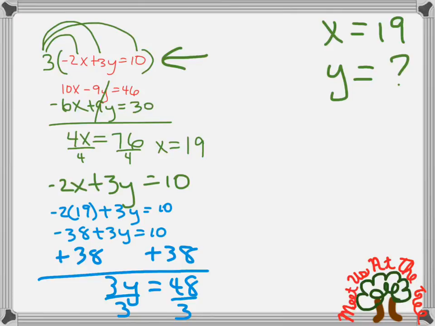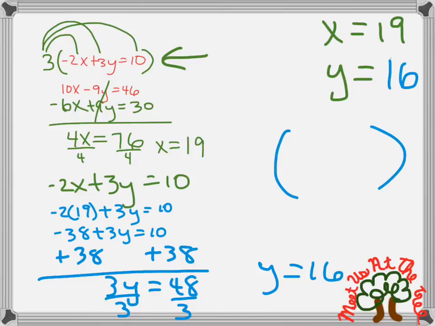I won't know this. I have to put it in my calculator. And it's going to be y equals 16. Okay? So over here, instead of that number there, I'm going to have a 16. In my ordered pair, I always put x first, 19, 16.